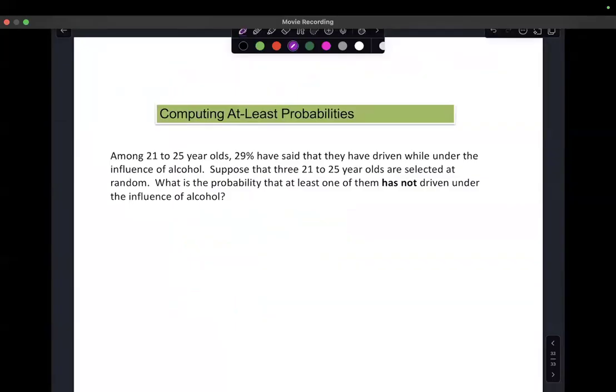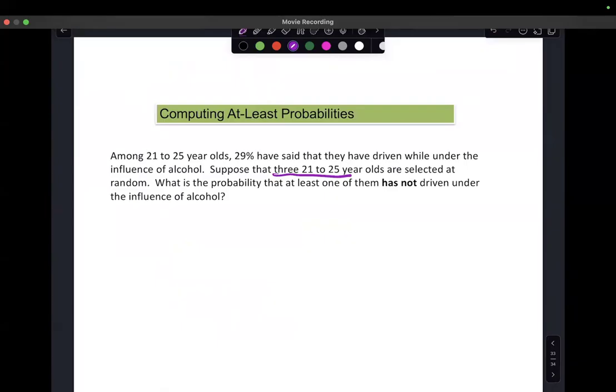Now, this one is kind of confusingly worded, so I'm going to try to walk you through this a little bit. So, among 21 to 25-year-olds, 29% say they have driven while under the influence of alcohol. Suppose that we have three that are selected at random. What's the probability at least one of them has not driven under the influence of alcohol?